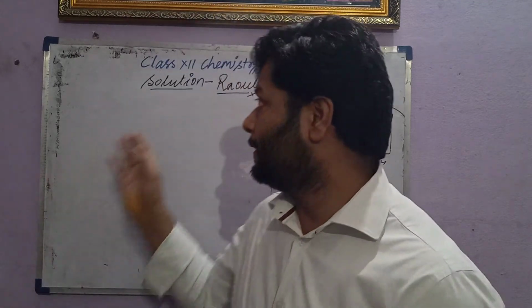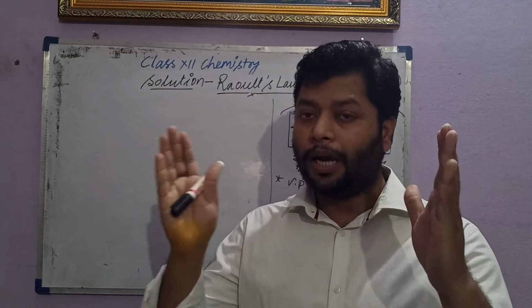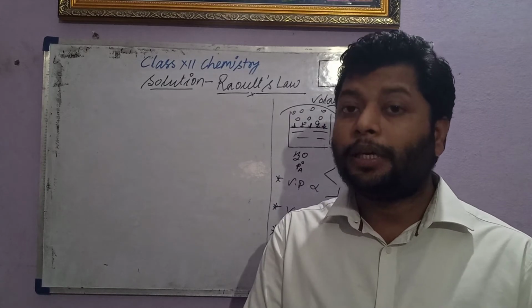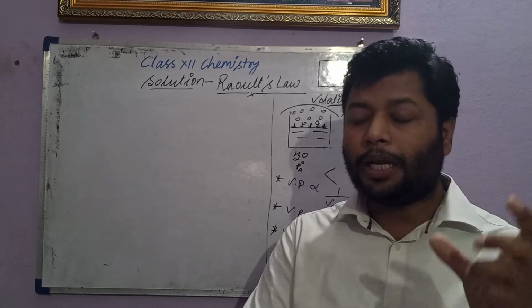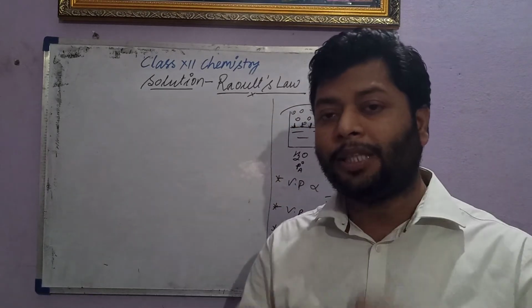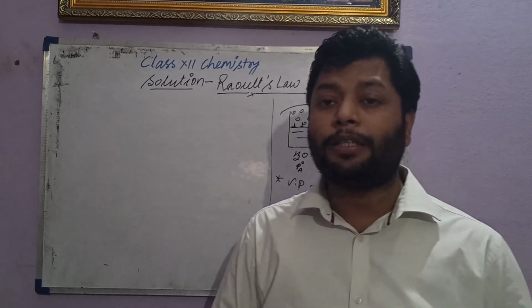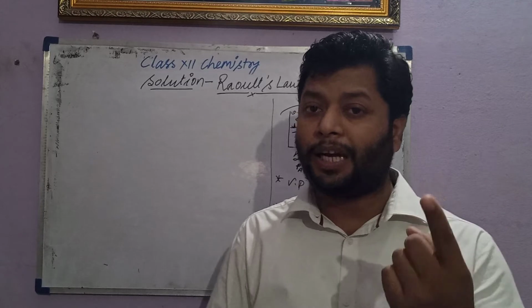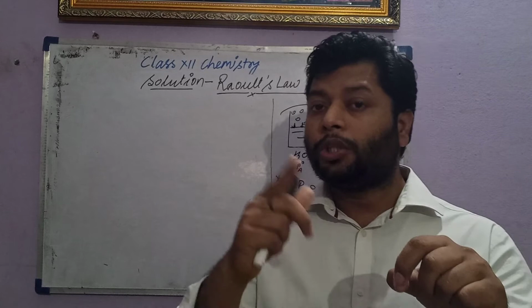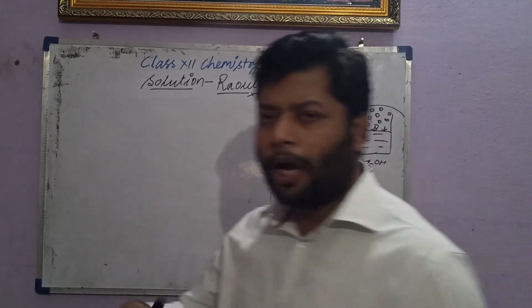Actually, he gave the relation between the partial pressure and the mole fraction of given volatile liquids. As Henry's law gave the relation between the partial pressure of a gas and the mole fraction of the gas in the liquid, in the same way, Raoult gave the relationship between the partial pressure of any component in a liquid and the mole fraction of the same liquid in the solution.